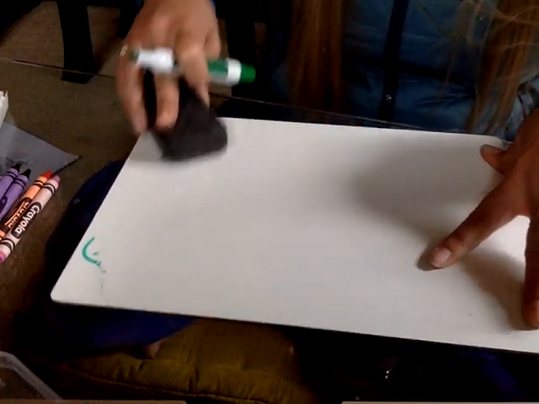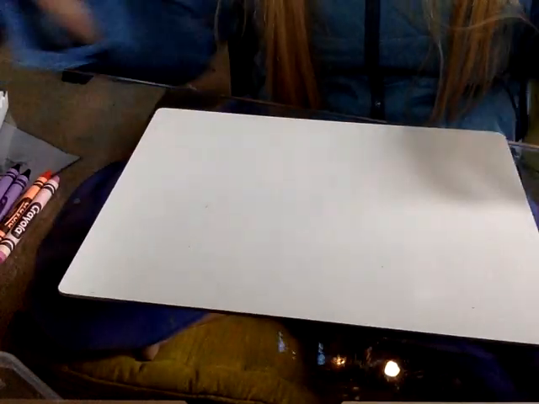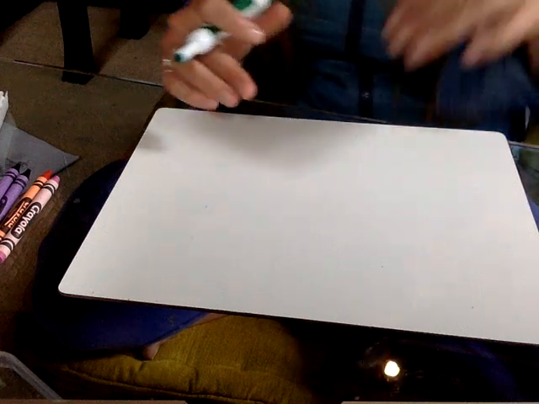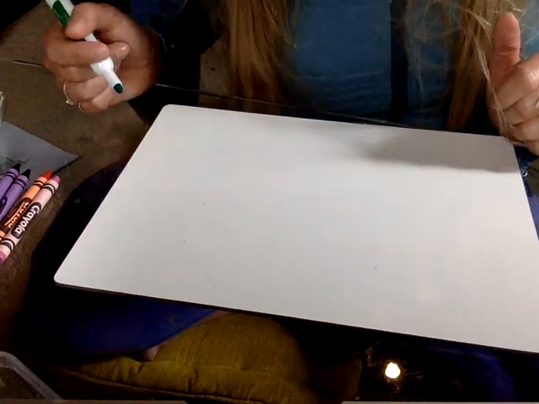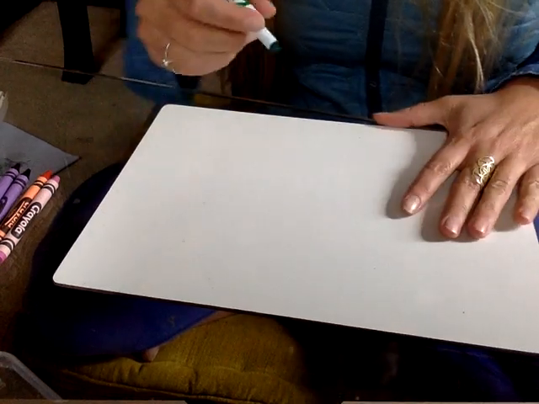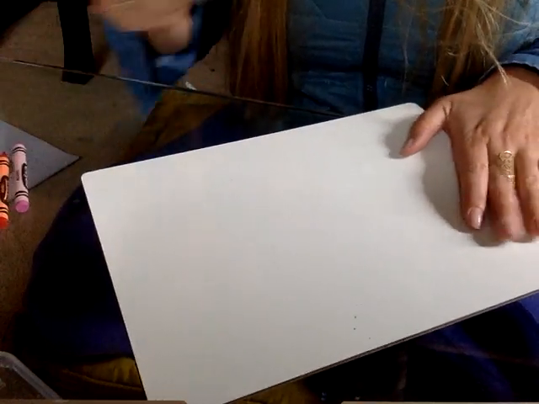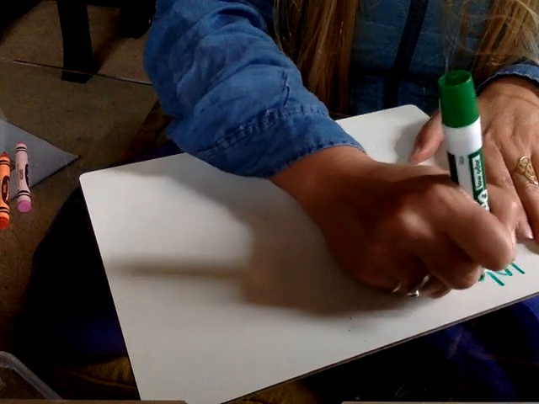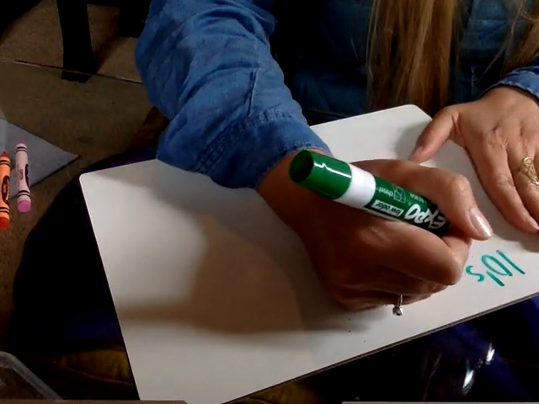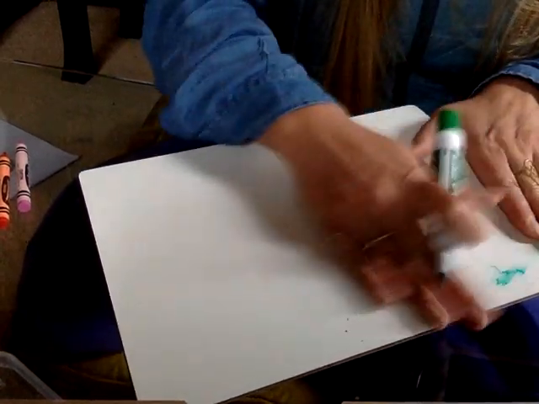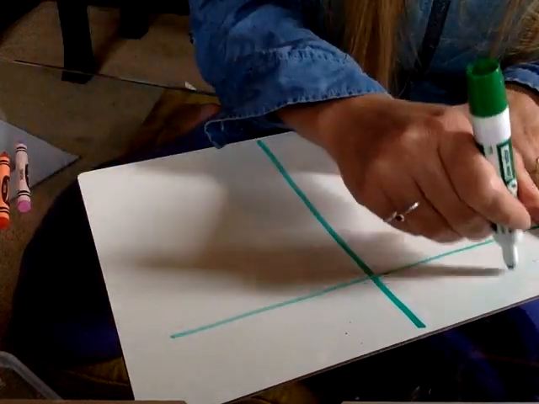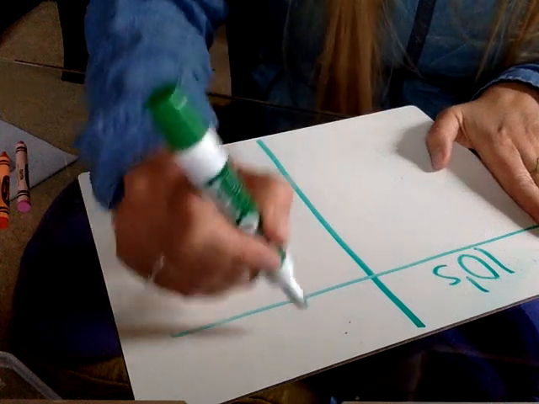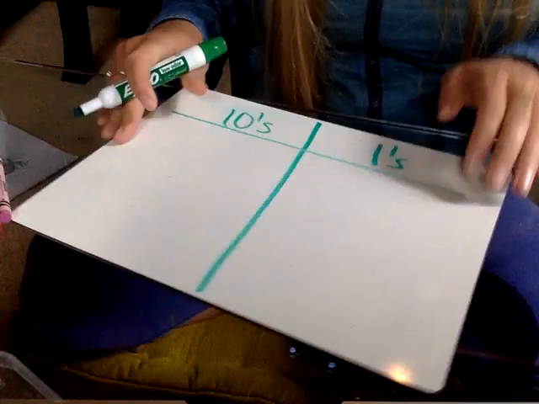Okay. The last thing that I want to show you is trading in tens for ones. Okay. Trading in tens for ones. Okay, so we're gonna draw our T chart. I don't know why I turned it over. Sorry, friends, I'm doing this wrong. T chart. Tens. Ones. Okay.